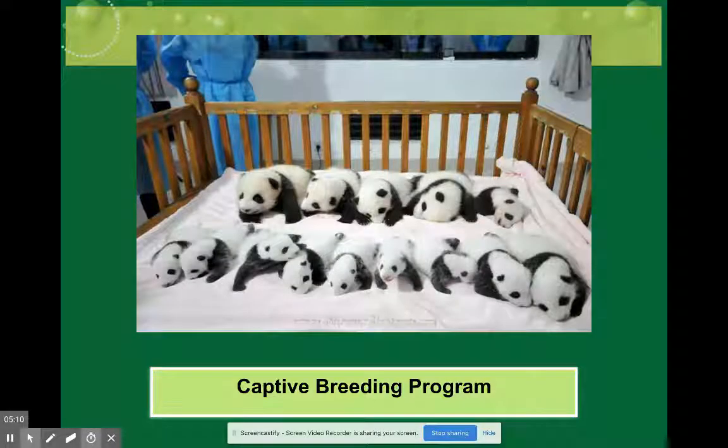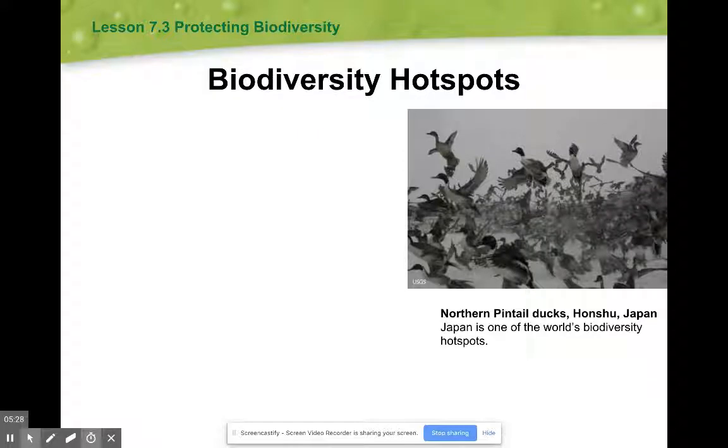And here's just an example of the captive breeding program. Pandas are very finicky when it comes to breeding, and they won't breed unless conditions are perfect. So it's been very difficult with the panda, but through this captive breeding program, they've been able to increase panda production, or panda population.